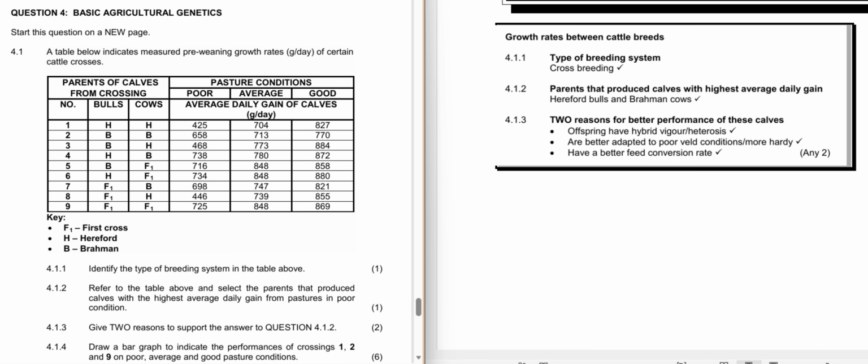4.1.2. Refer to the table above and select the parents that produced calves with the highest average daily gain from pastures in poor condition. Hereford bulls and Brahman cows. 4.1.3. Give 2 reasons to support the answer to question 4.1.2. 2 reasons for better performance of these calves are that the offspring have hybrid vigor, heterosis. Please note that hybrid vigor is heterosis. Also, the offspring are better adapted to poor veld conditions, more hardy.